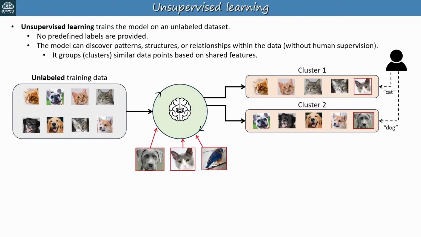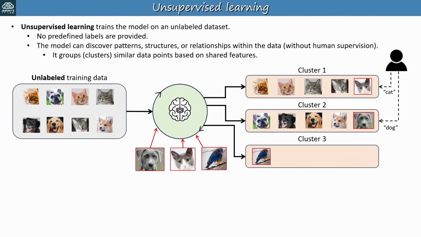And if you feed it a photo that's neither a cat nor a dog, like this bird, it recognizes that it doesn't fit into either cluster and creates a new one. And a human can once again label that new cluster. So what are the advantages and disadvantages of unsupervised learning?